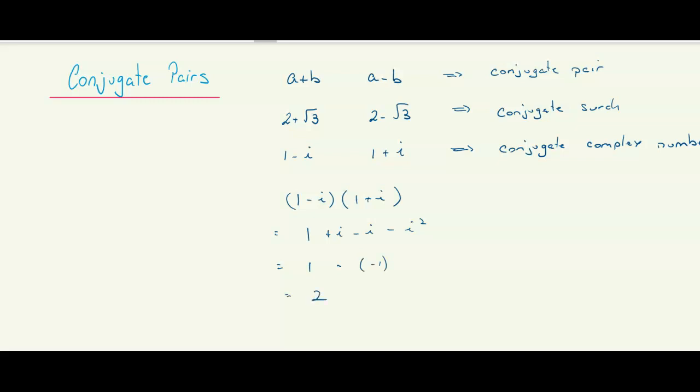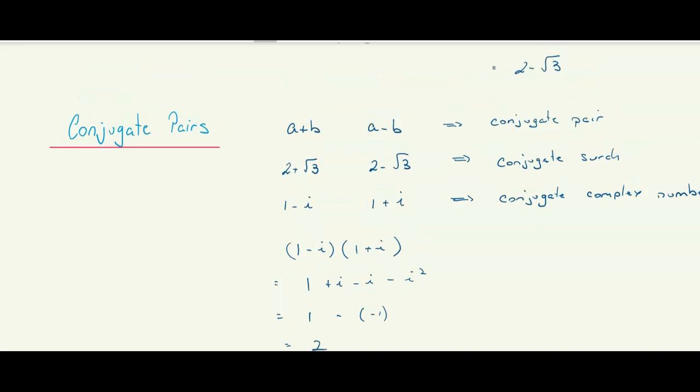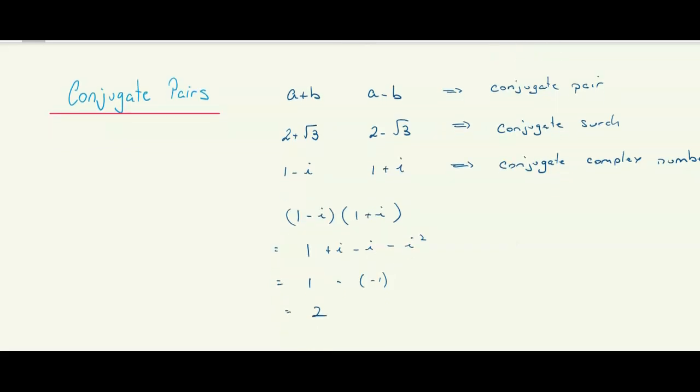So conjugate complexes make a real number. When you multiply conjugate complexes, you get a real number. When you multiply conjugate surds or irrationals, you get a rational number. My mistake. Surds are real numbers, but when you multiply the conjugate surds together, you rationalize. You get a rational number.